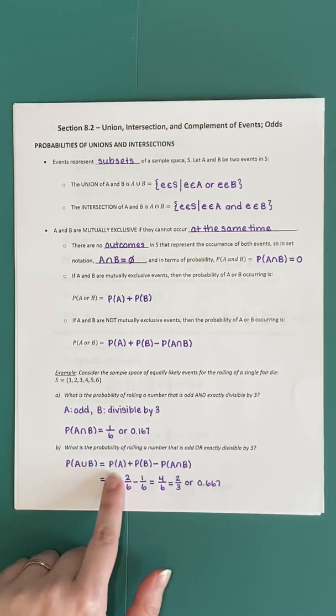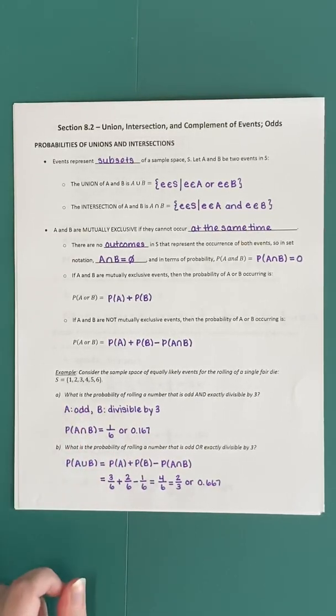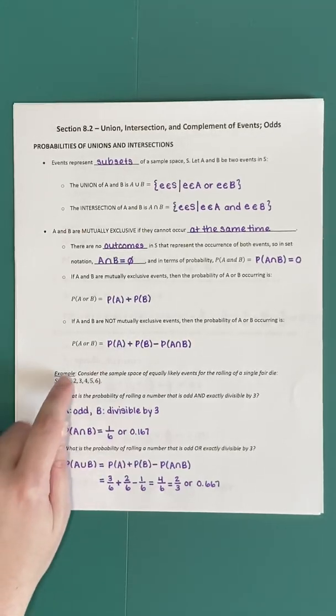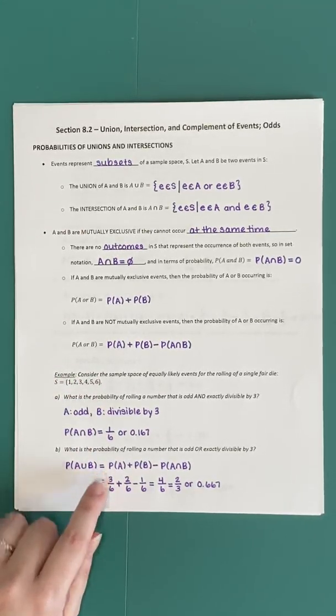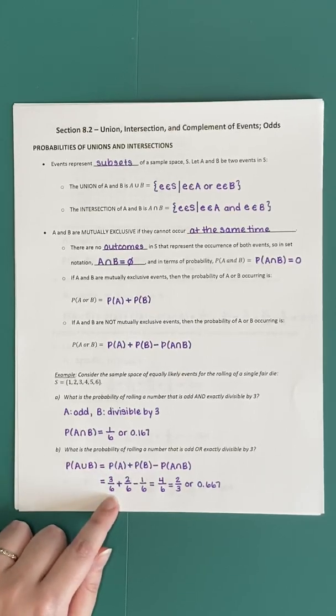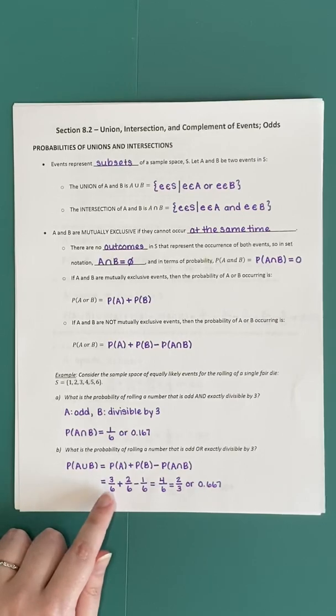So what's the probability of A? Well, A is defined as the event where we roll something that's odd. Well, how many ways are there to roll something that's odd? We could roll a 1, a 3, or a 5. So there's 3 ways to roll an odd out of the total 6 possibilities. Now I would leave that non-reduced, and I'll explain why in just a minute.